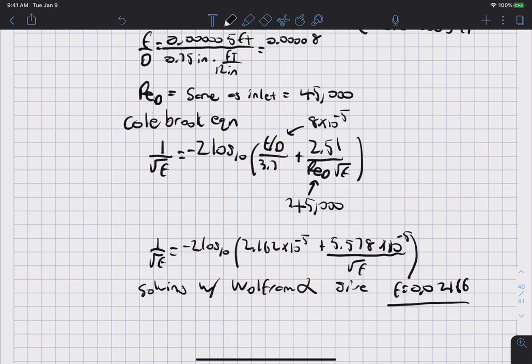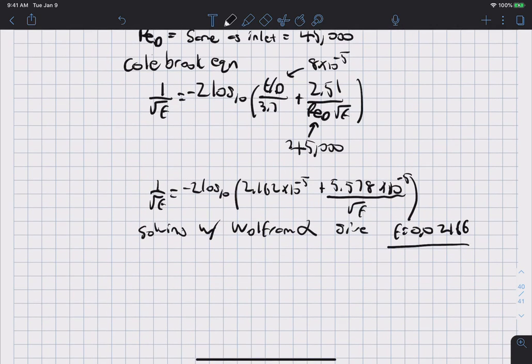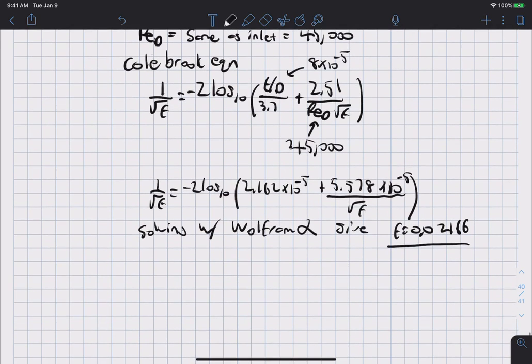So from Wolfram Alpha, we know that f is that. So we now know everything we need to know to find the major head losses. HTL major equals the sum of the Darcy friction factor times L over D of the section of pipe times the average velocity squared over 2g.